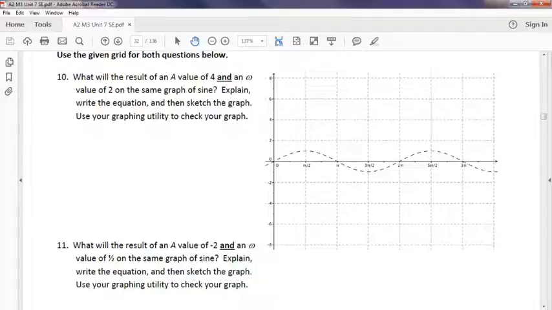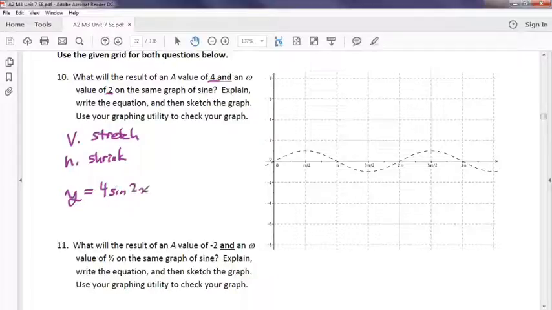So, to explain this, what you should have written was, okay, this 4 right here is going to vertically stretch. And this 2 right here is going to horizontally shrink, or compress. It used to be writing compress, now I'm writing shrink. Okay, your equation should say y equals, or you could have used f of x. I'm down with both. f of x equals 4 sine 2x.